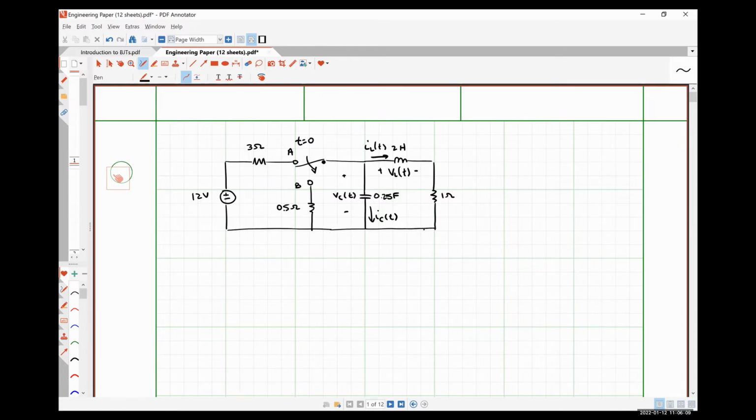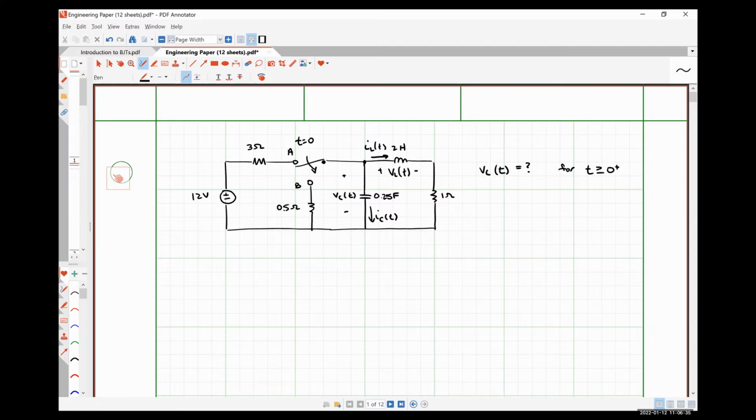And our goal here will be to determine the capacitor voltage Vc of t for all time greater than or equal to 0 plus. All right.